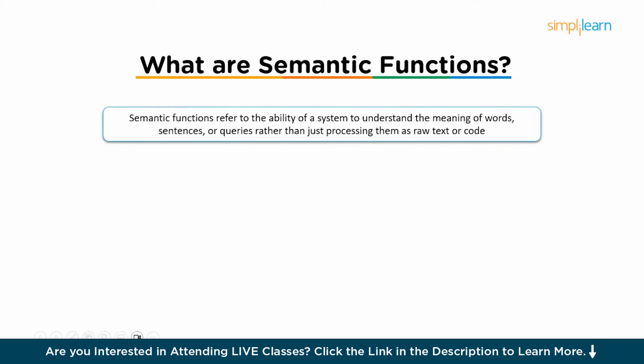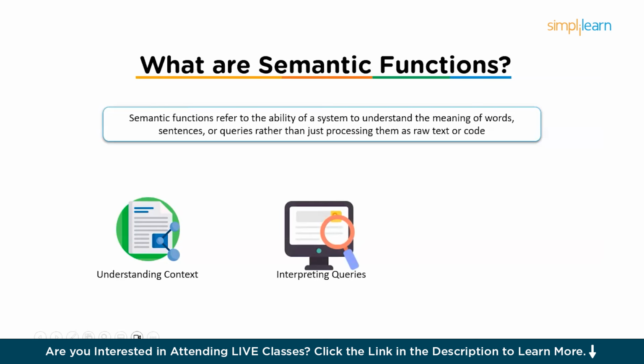So semantic functions refer to the ability of a system like an AI model, a database, or a programming language to understand the meaning of words, sentences, or queries rather than just processing them as raw text or code. It helps in understanding context, knowing that apple can mean a fruit or a tech company depending on how it's used. Then it is interpreting queries, recognizing that "how's the weather" and "tell me the 2 days forecast" mean the same thing. Then it is also generating meaningful responses, not just retrieving information but presenting it in a way that makes sense.